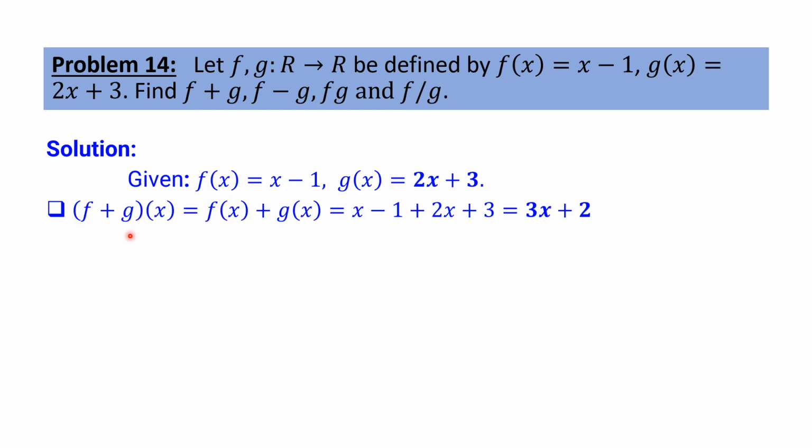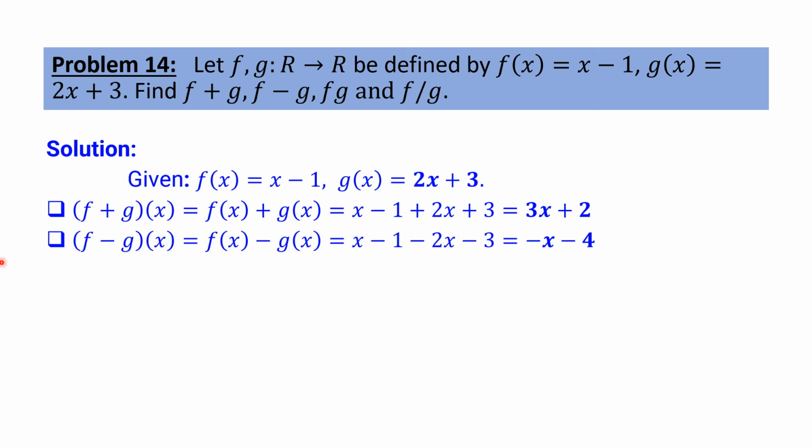Therefore, (f plus g)(x) is equal to f(x) plus g(x). This is equals to x minus 1 plus 2x plus 3. This will become 3x plus 2. Further, (f minus g)(x) will be f(x) minus g(x), which will be equal to x minus 1 minus (2x plus 3), and which will be equal to minus x minus 4.